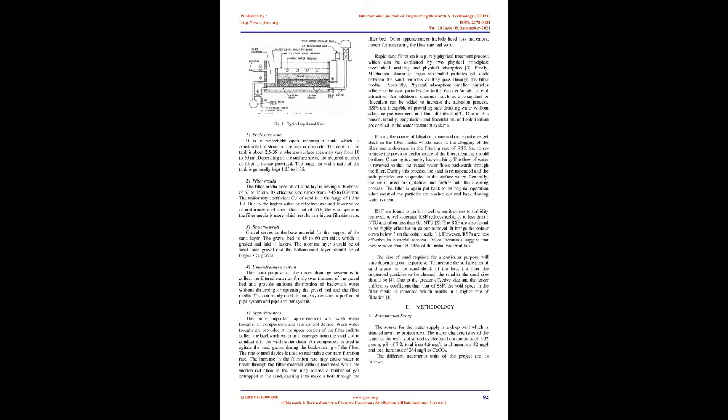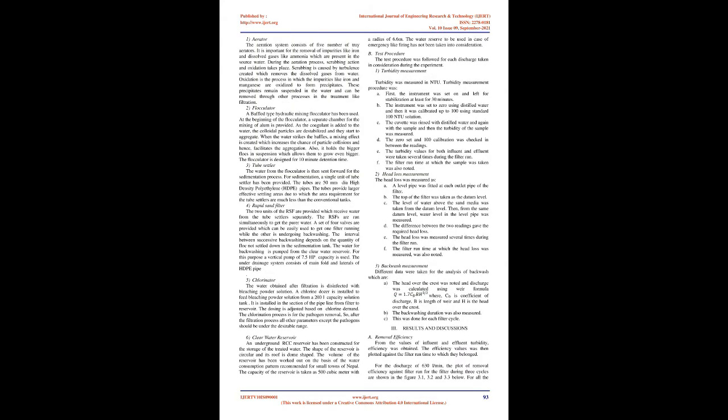Under drainage system. The main purpose of the under drainage system is to collect the filtered water uniformly over the area of the gravel bed and provide uniform distribution of backwash water without disturbing or upsetting the gravel bed and the filter media. The commonly used drainage systems are a perforated pipe system and pipe strainer system.